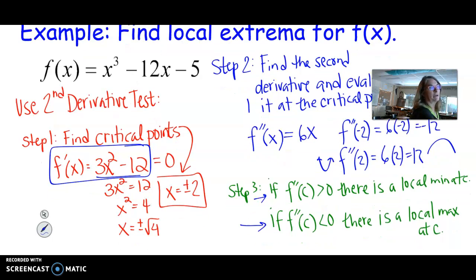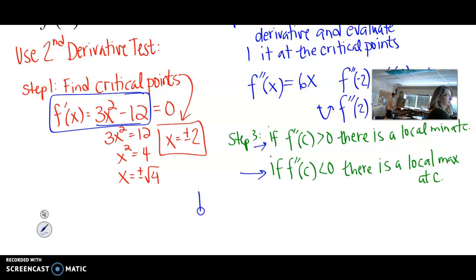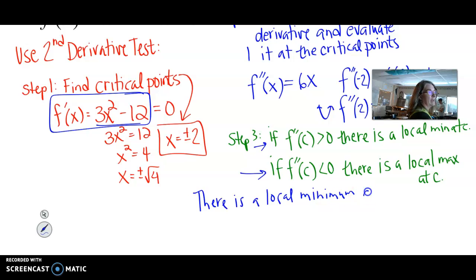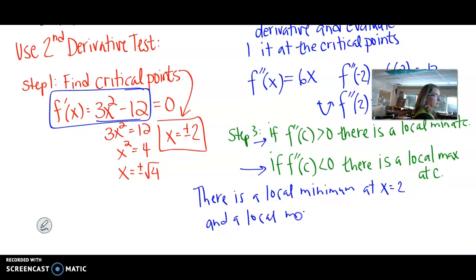So critical points: there is a local minimum at x equals +2 and a local max at x equals -2.